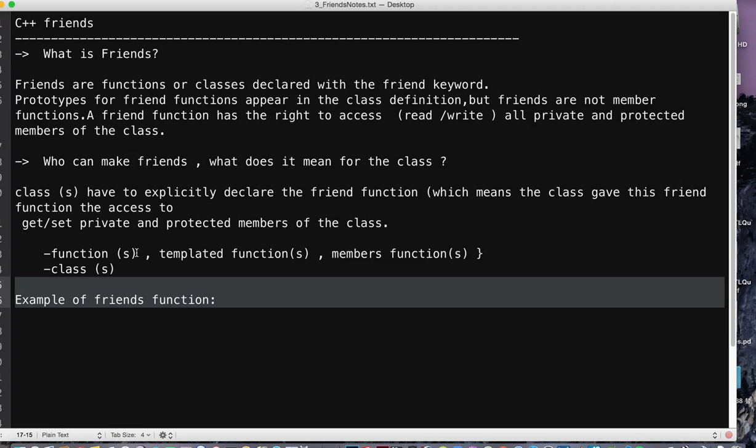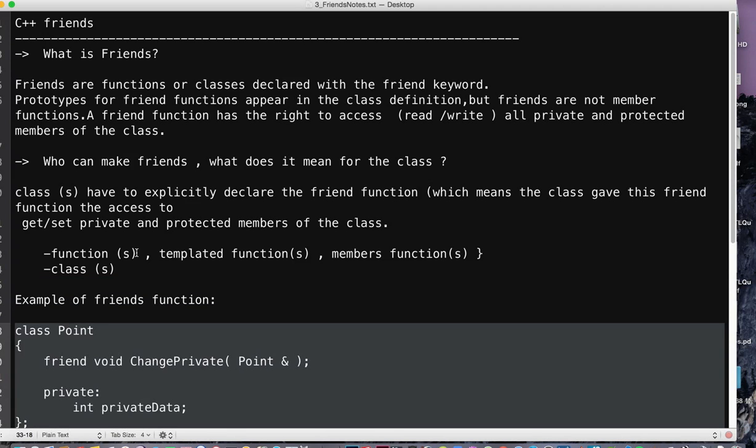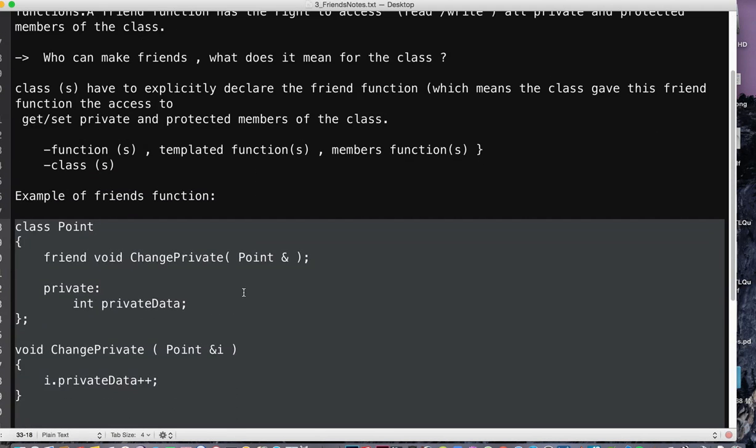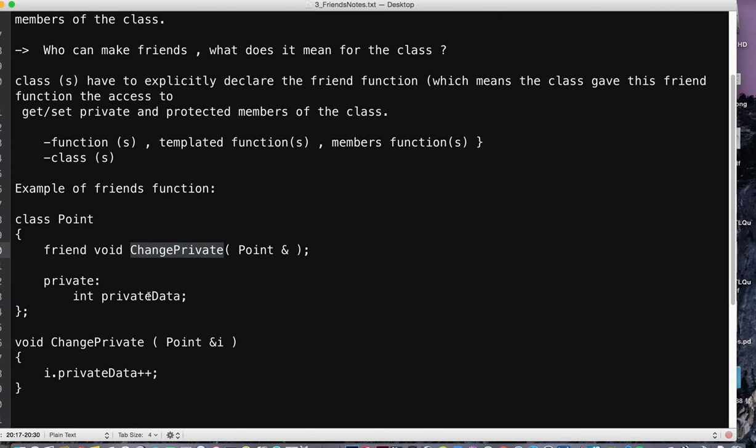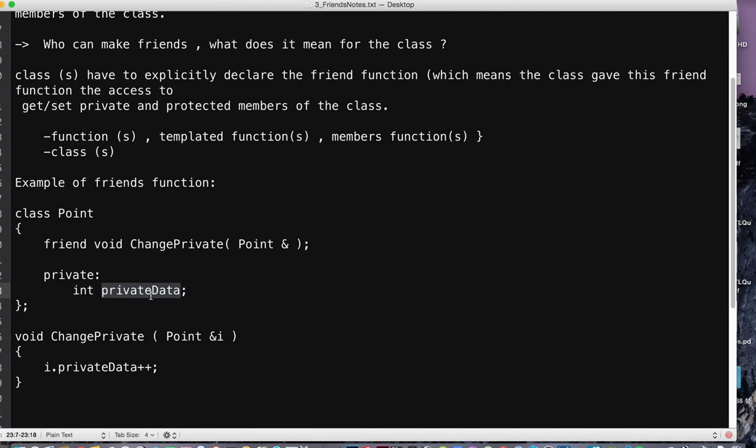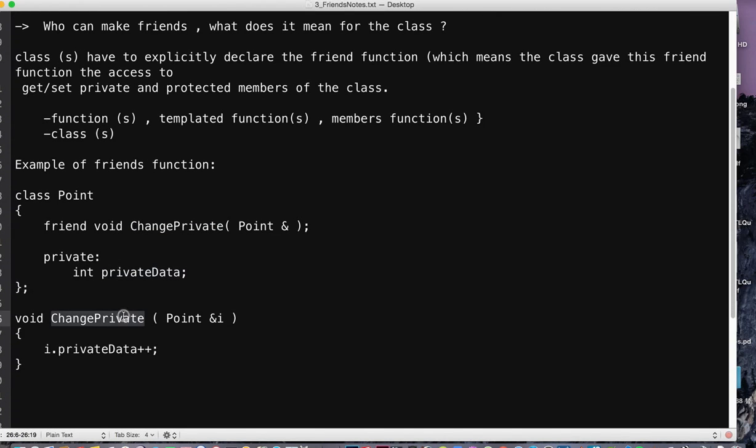Example of a friend function. Here we have a class and we declare a friend function, change private, which is to change its private member. So we have change point, this friend function outside of this class Point's scope, and it can access its private member data.